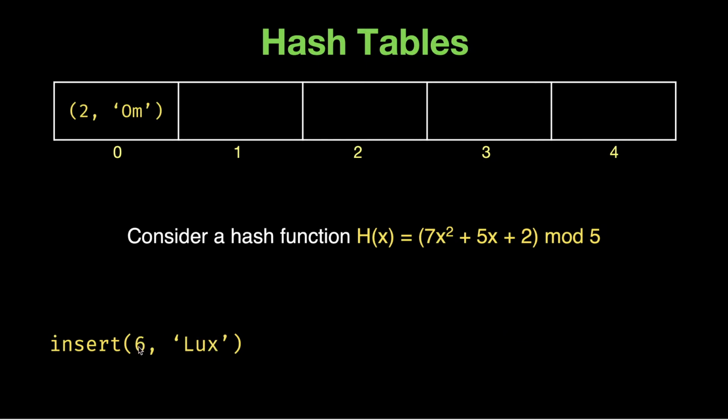So if we say insert 6 and lux, we will pass 6 inside our hash function. This is the key, right? So we calculate the hash: 7 times 6 squared plus 5 times 6 plus 2, mod 5. That will be equal to 4. So our (6, lux) will go to the 4th index in our hash table.